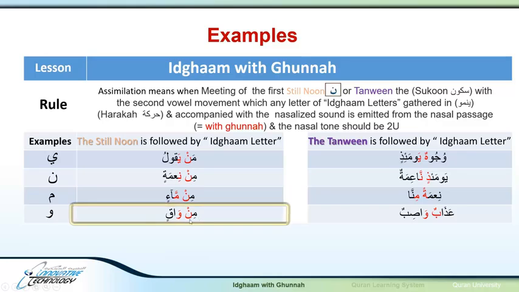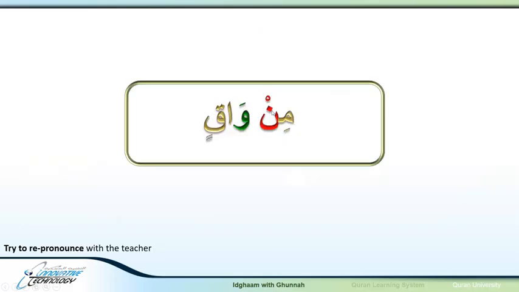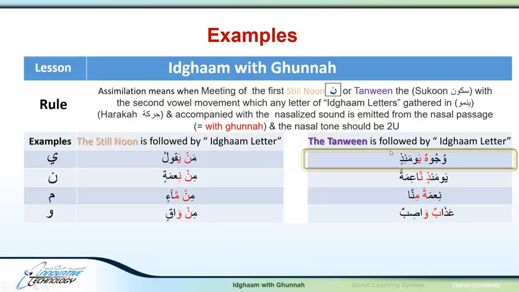Third or fourth example is with the waw, min waq. Nun sakina with a waw with fatha. Miwaq. Miwaq. Now we'll proceed to the examples of tanween.